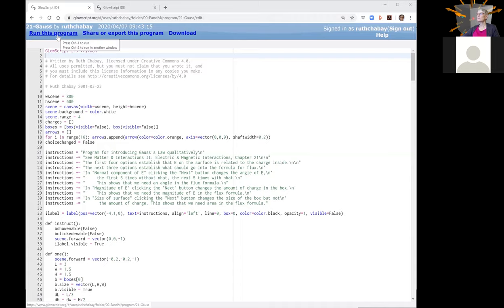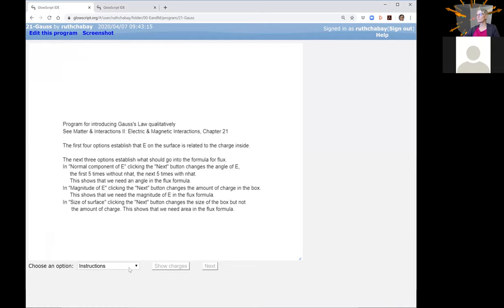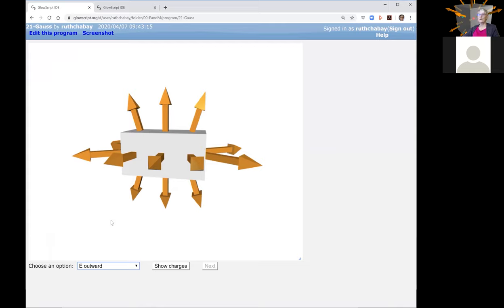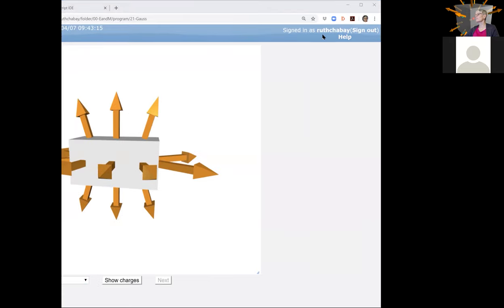Okay, so here's the basic idea. What we're going to do is make an imaginary box in space. I'm trying to bring up the chat window here, and there it is. It's hiding behind my other window.